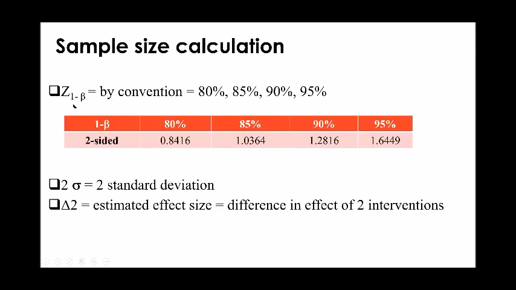Okay, so the Z1 minus B is by convention, as we said, the power of the study, by convention, no reason, is 80 or 85, 90 or 95. It cannot be 100 because that means no sampling. And then you will get the numbers from tables. The standard deviation, you will get it from previous studies. The change or the estimated effect size is the difference between two interventions. Now, how will that be done? We will take a sample.